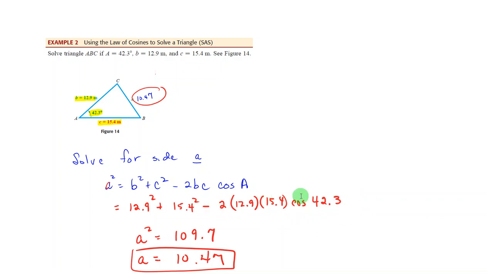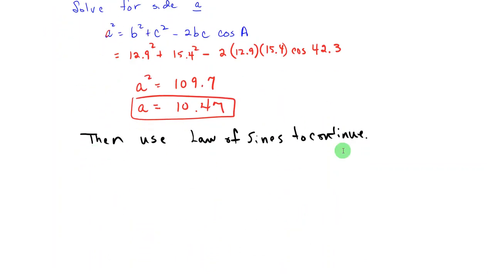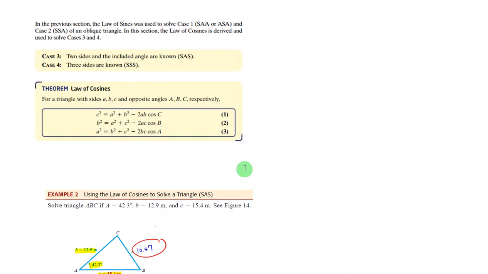Now, I should note all of this whole thing here is being subtracted. So be sure that you make note of that when you do it in your calculator. So you get a squared is 109.7, take the square root, you get a is 10.47, so I wrote that there. Then you could use the law of sines to continue and get one of these angles, and then you could use the angle sum of a triangle and get the third angle. So that's how we're going to do it. Let's go look at our problem sets.